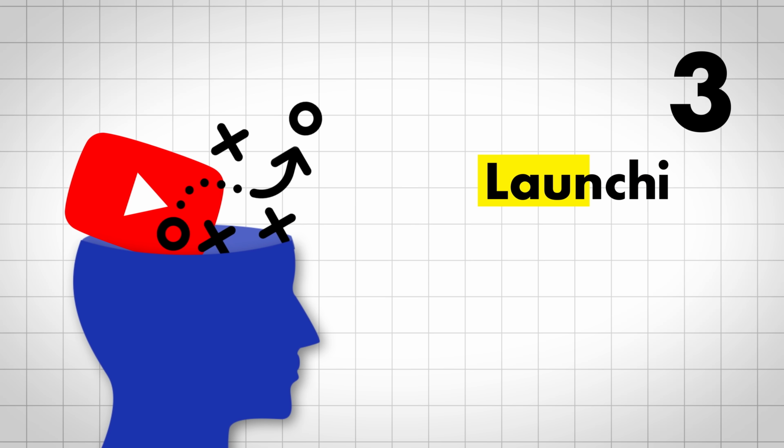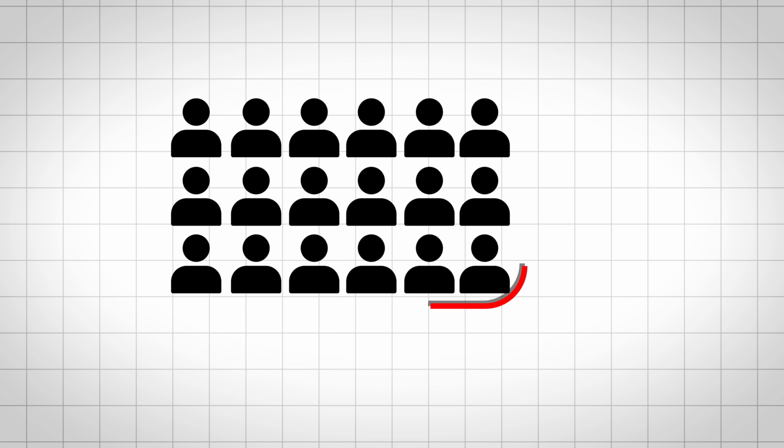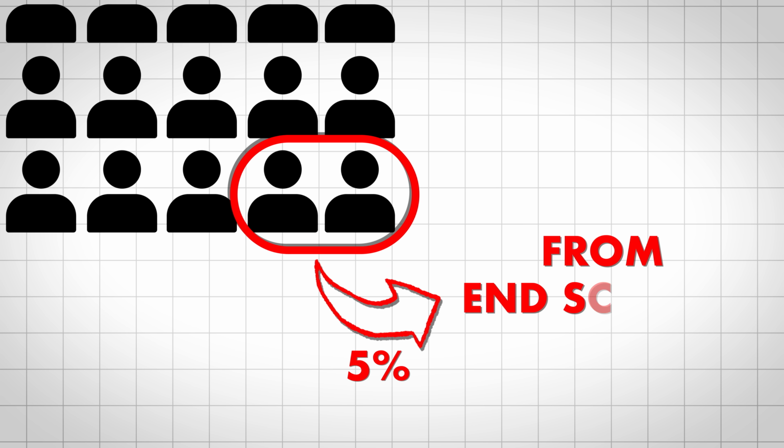Number 3, launching new channels with end screen traffic. And we can use them or we can buy them. Now, this is going to be a very complicated one, and this is not going to apply to all the channels, but a lot of creators have a lot of end screen traffic. In a lot of good cases, even 5% of the total traffic can come from end screens.